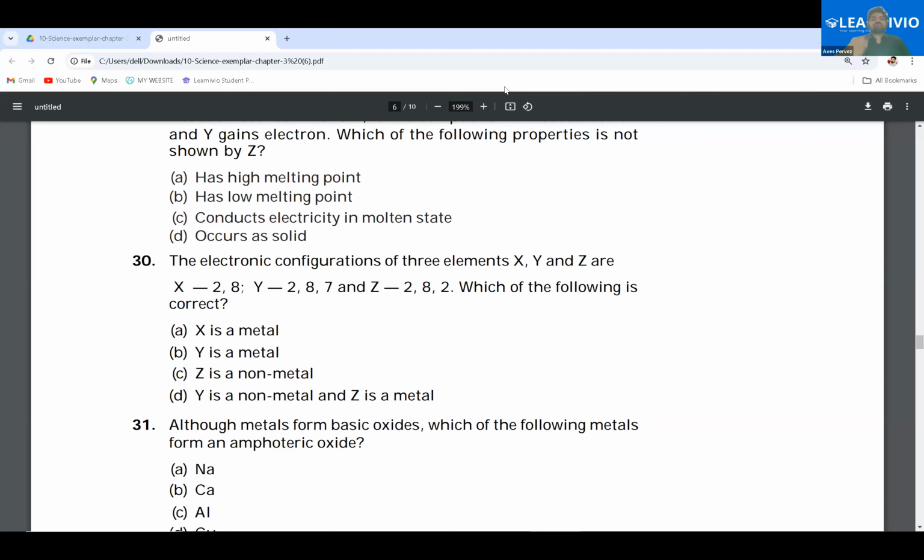Everyone, please note this question in your notebook, please, fast. Note this question fast. C. It is D, not C.